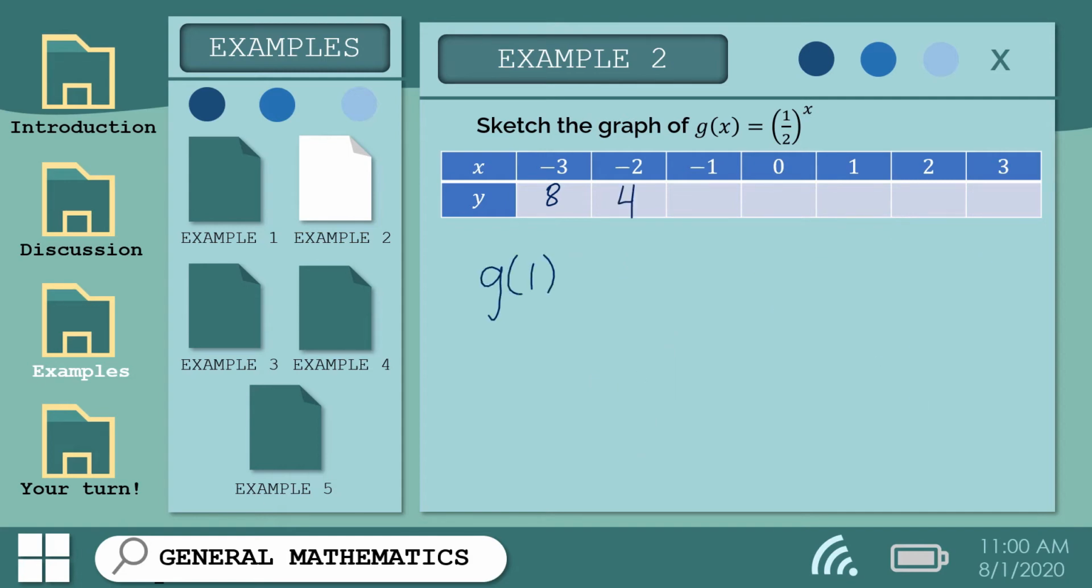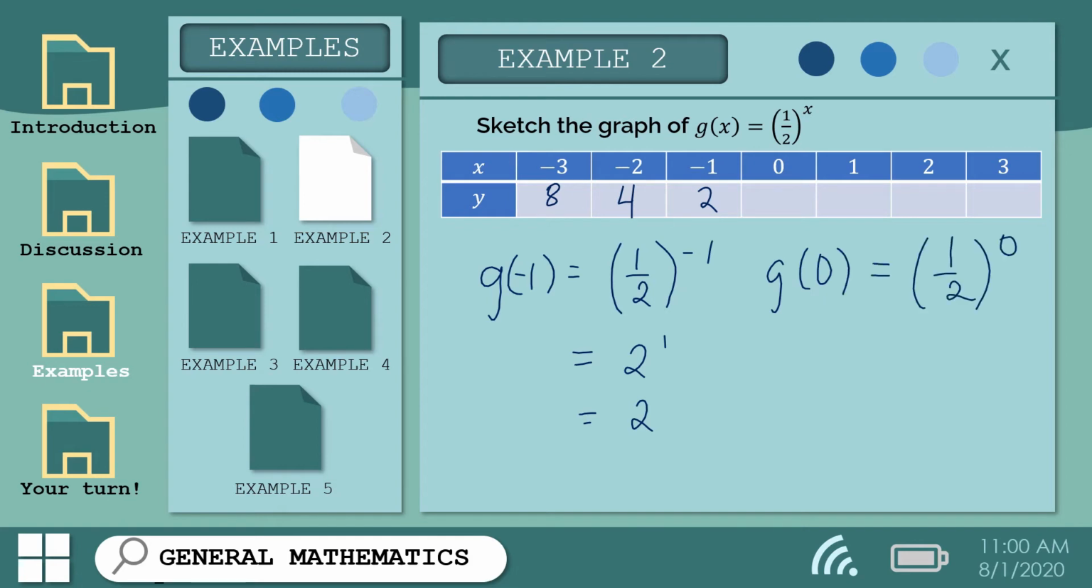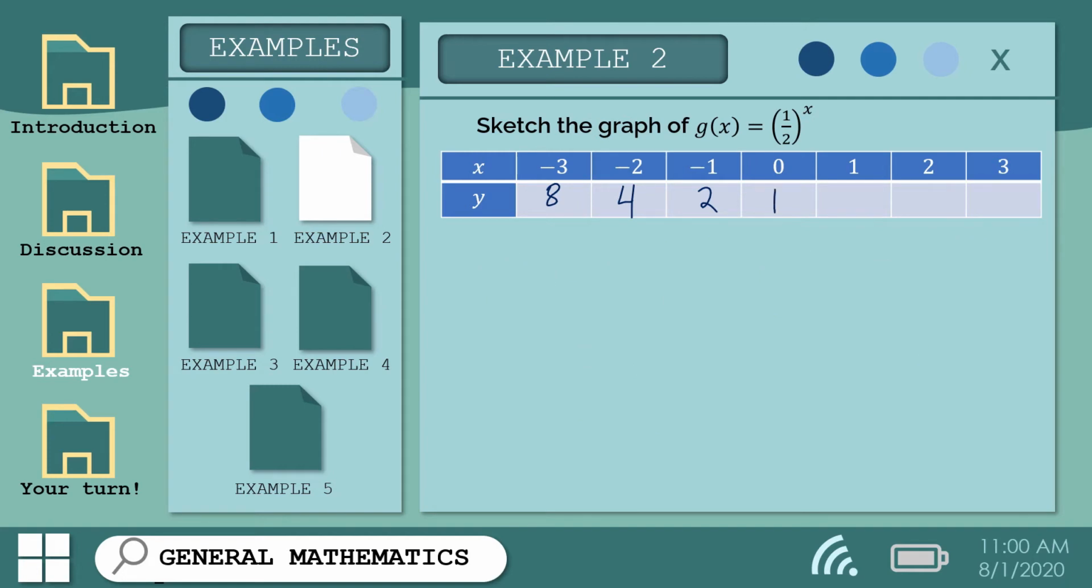Kapag naman g of negative 1, we have 1/2 raised to negative 1. So, ngayon kakaroon tayo ng 2 raised to 1, or simply 2. Kapag 0 naman, g of 0, we have 1/2 raised to 0. At any number raised by 0 is equal to 1. So, 1 na po yan. Kapag naman po, g of 1, so equals to 1/2 raised to 1.